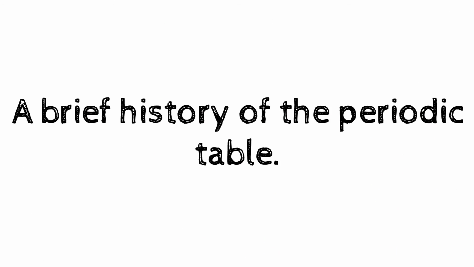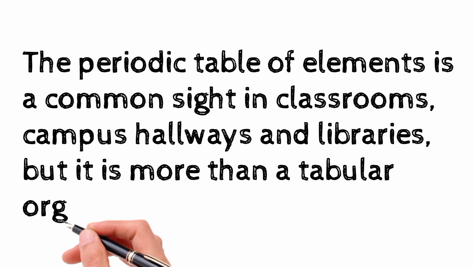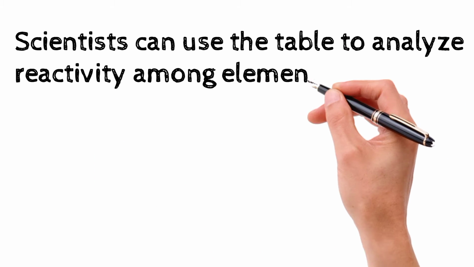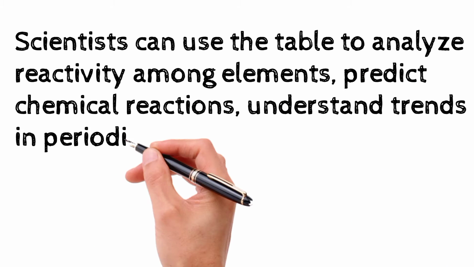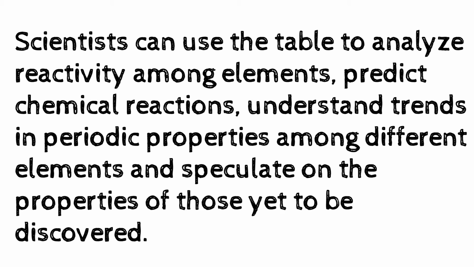A brief history of the periodic table. The periodic table of elements is a common sight in classrooms, campus hallways and libraries, but it is more than a tabular organization of pure substances. Scientists can use the table to analyze reactivity among elements, predict chemical reactions, understand trends in periodic properties among different elements and speculate on the properties of those yet to be discovered.